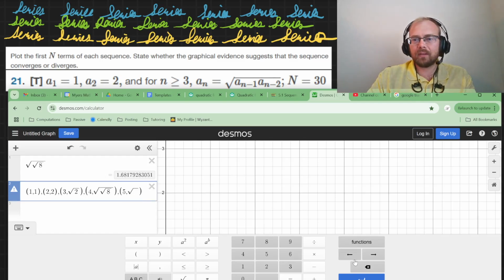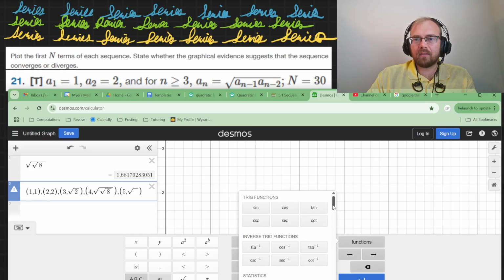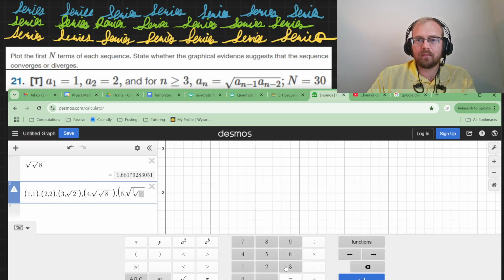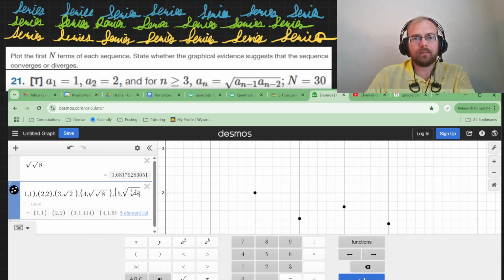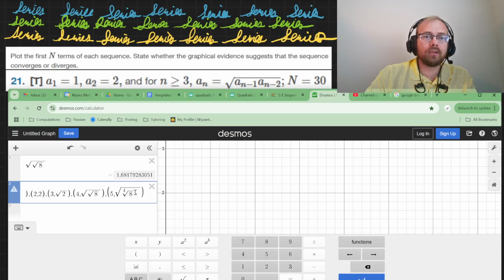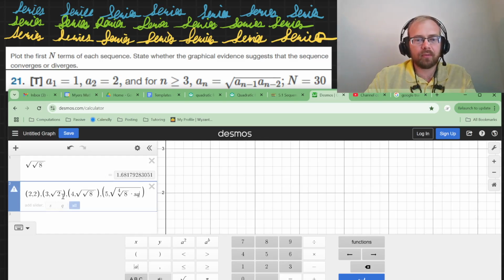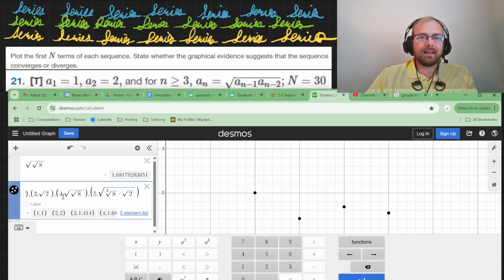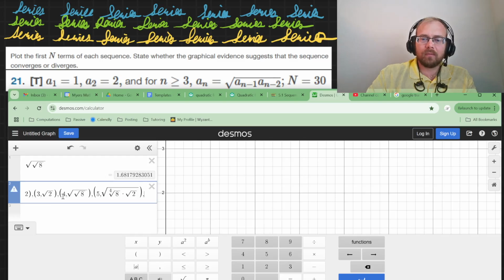Square root of the 4th root of 8. This is a really annoying number. Of the 4th root of 8 times the term previous to that, which was the square root of 2. Square root of 2. Phew. Okay. So that number. All right. So let's do one more because this is getting a little ridiculous now.